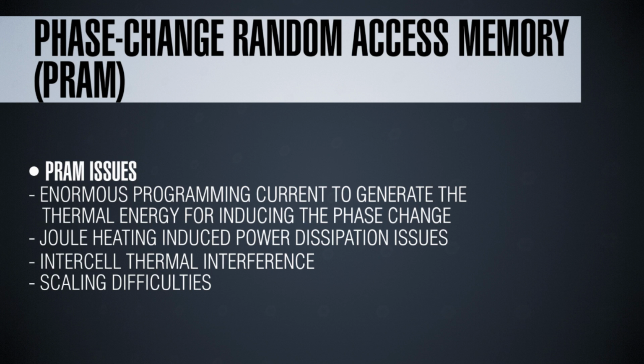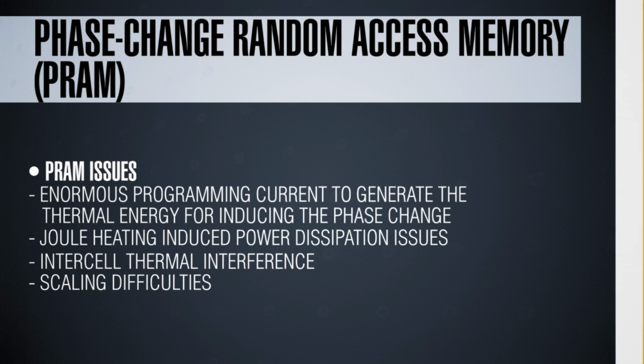Then in memory, one of the biggest goals is to drive the density high. When that happens, when you're manipulating one cell, you could accidentally activate the neighboring cell, and that is called inter-cell thermal interference, which will lead to scaling difficulties and limit the scaling possibilities.